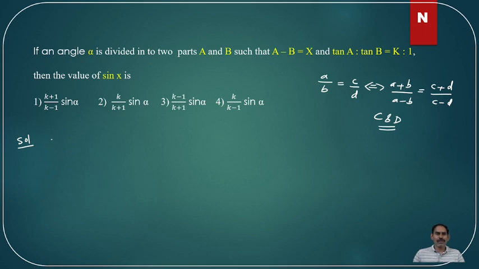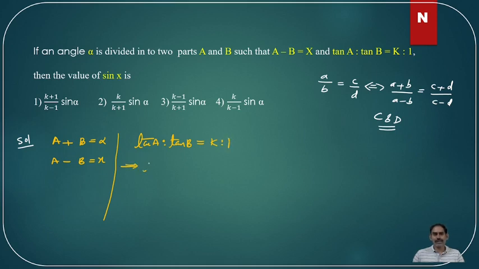A and B, alpha is A plus B equals alpha, and A minus B equals x. Both are given. And start with tan A is to tan B is k is to 1. This is also a given equation.